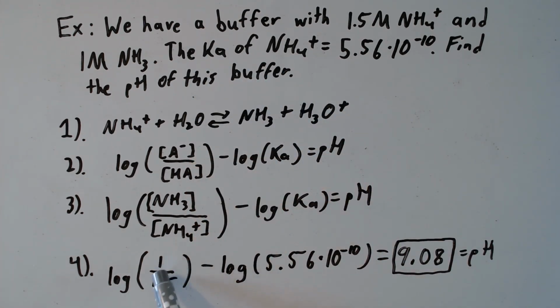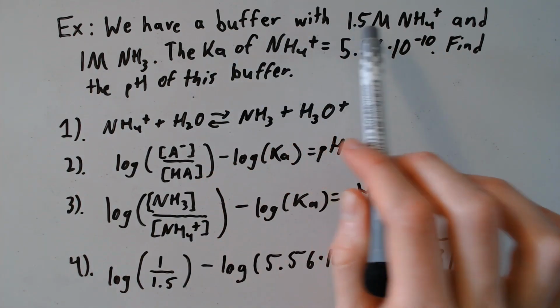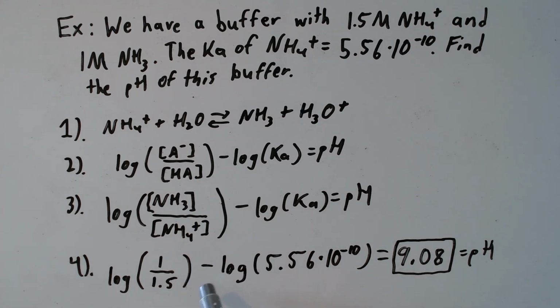Logarithm of the 1, which is the concentration of NH3, over the 1.5, which is the concentration of NH4 plus, remember it's molar, minus the logarithm of this Ka, which is 5.56 times 10 to the negative 10th. And we get a pH of 9.08. So it's a very simple problem actually, because all we had to do is just plug these three things in and we get the answer automatically right in one equation, without having to do this multi-step process like we did for the other buffer pHs.